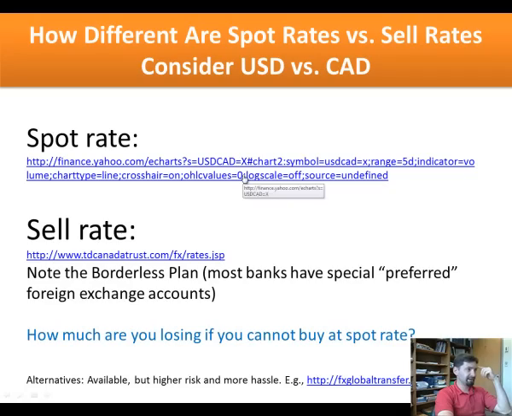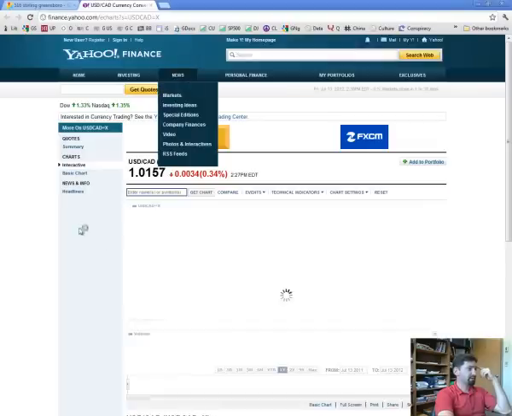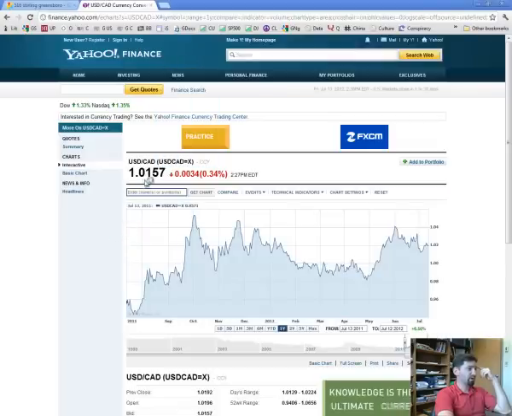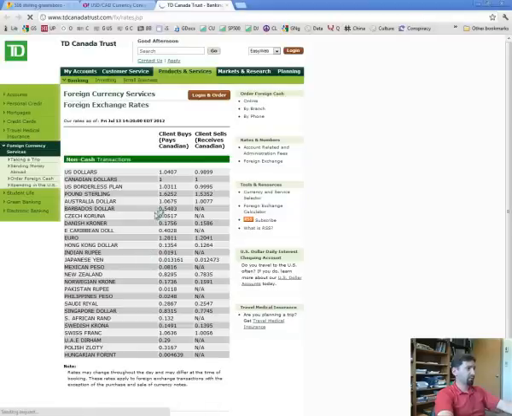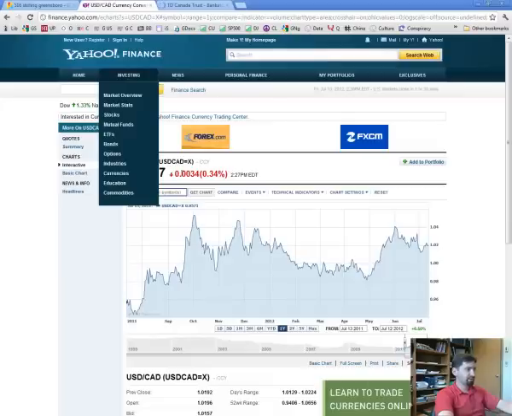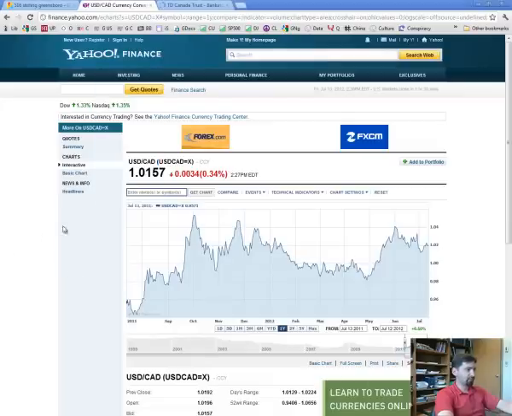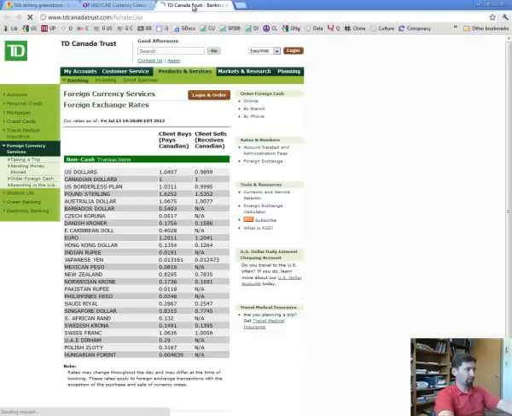So for example, if we take the Canadian dollar, let's just see what the rates are today. The spot rate today for the Canadian dollar is 101 American dollar, so virtually 1-to-1. But if I go and look at the sell rate today, going to a Canadian bank, as you see the difference is 104 versus 98. So the spot rate is right in the middle, 101, close to 102.